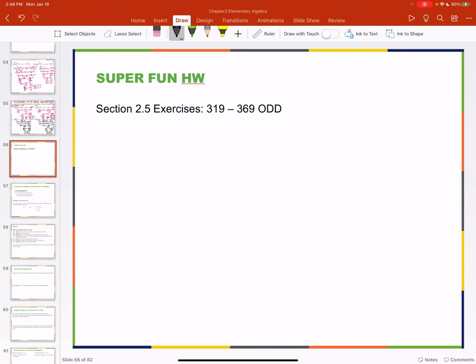Okay, so that's it for section 2.5. I would do the odds, all of them, because it's really not that many. It's only 20 problems, and it's a good thing to practice multiplying by the LCD, okay? So it will save your life later. Trust me, you do not have to be afraid of fractions. You can get rid of them.